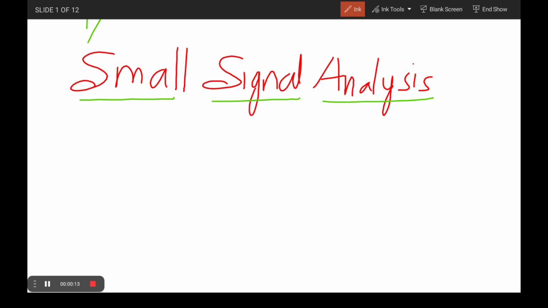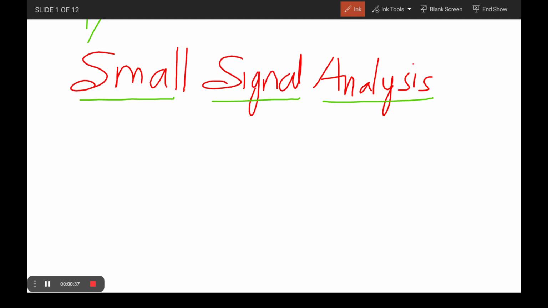Okay, so today we are going to discuss small signal analysis. Before starting this small signal analysis, first of all you have to know some basic topics related to the diode. Then later on we will move on to the small signal analysis.